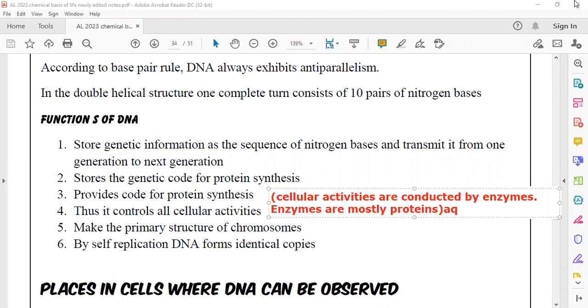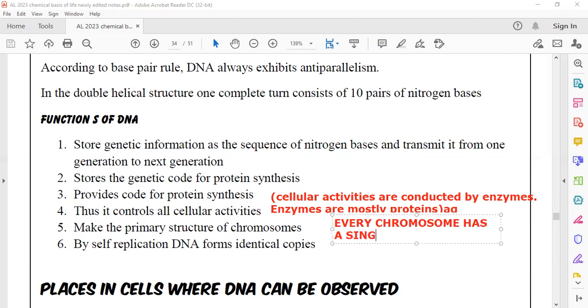The next quality, it means the primary structure of chromosome. Okay, remember, every chromosome has a single DNA.